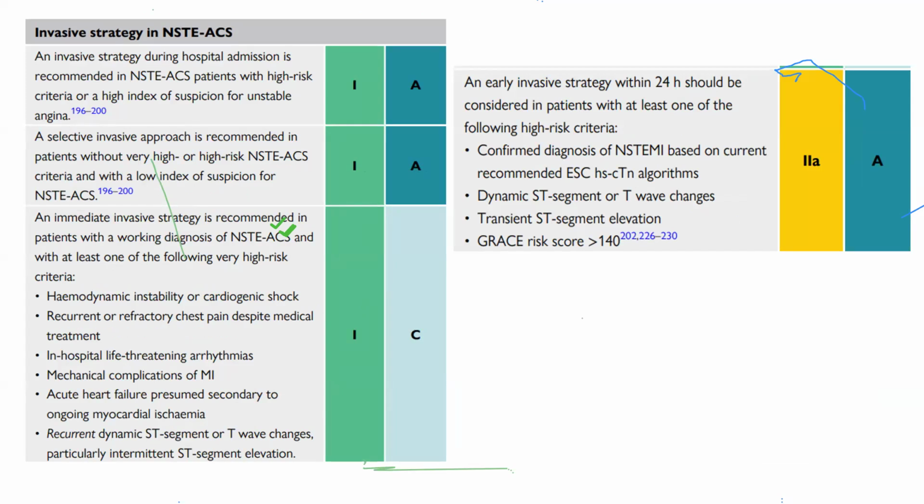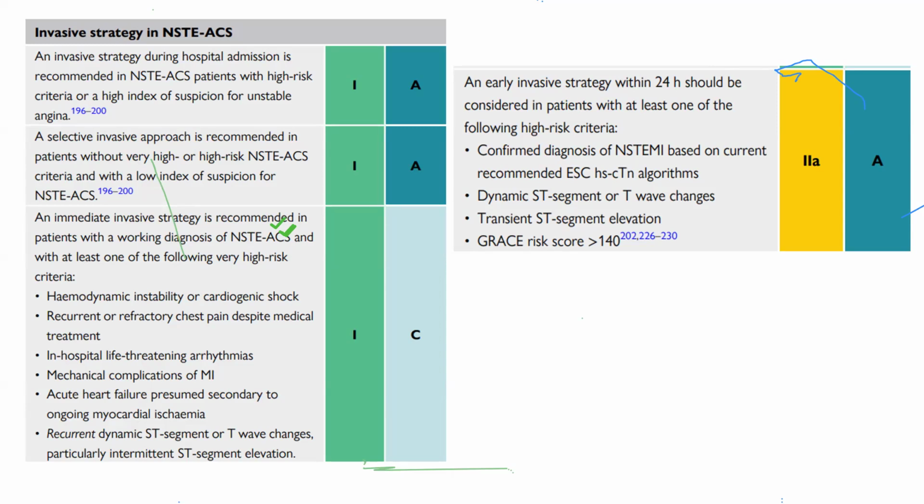Invasive strategy in non-ST elevation acute coronary syndrome. An invasive strategy is recommended whilst on admission if the patient has a high risk or high risk suspicion of unstable angina based on the risk factors we've defined earlier on. A selective invasive approach is recommended in patients with very high or high risk non-ST elevation acute coronary syndrome and with a low index of suspicion for that.